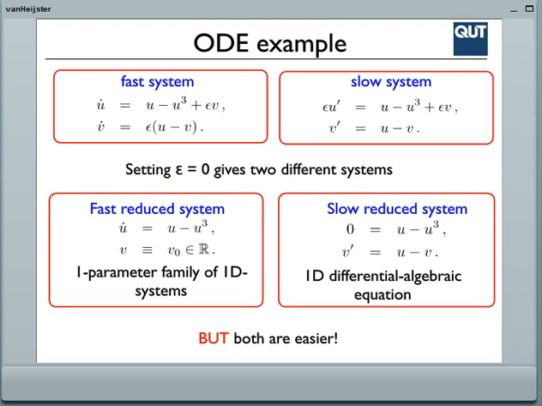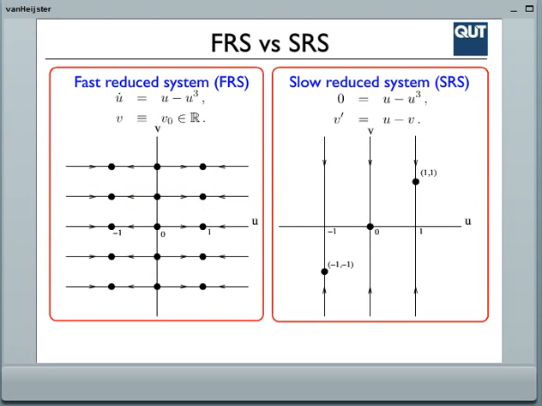So can we still use this fast reduced system and this slow reduced system to study the full system? Here's the dynamics of the fast reduced system. For every constant p, the fixed points 0, plus 1 and minus 1 are there, and plus 1 and minus 1 are stable for every p. So we have this dynamic for every p.